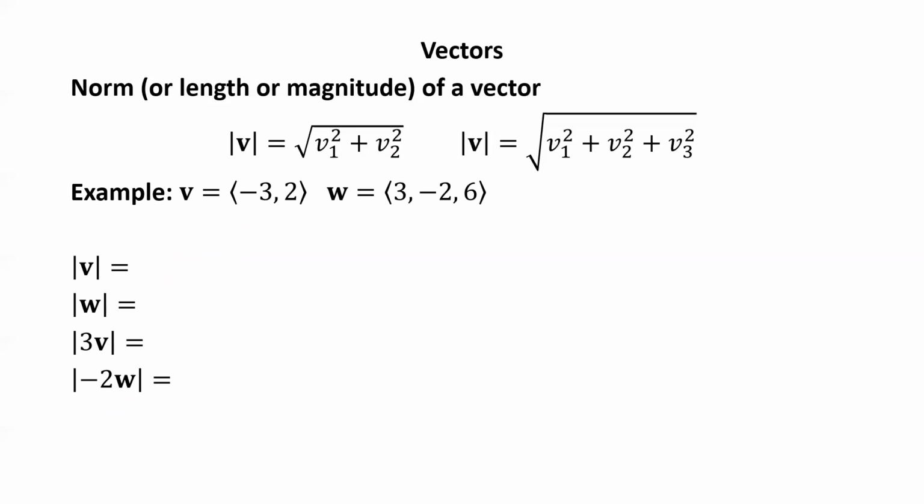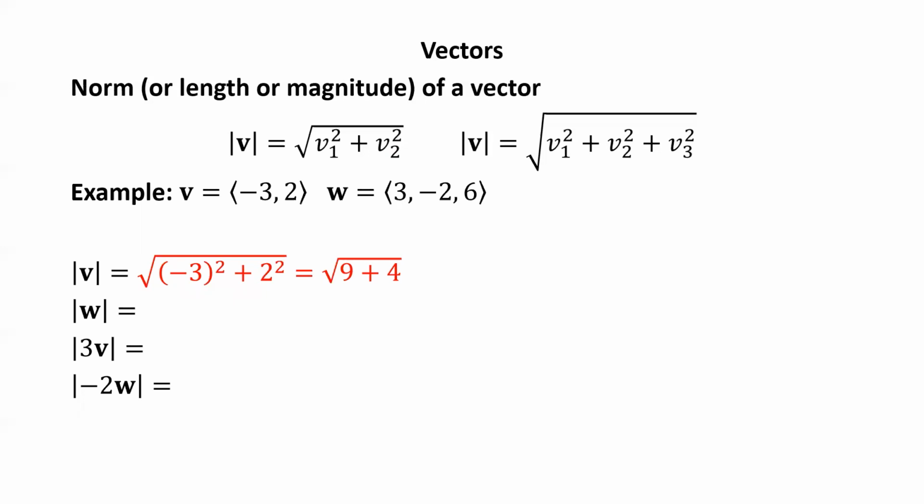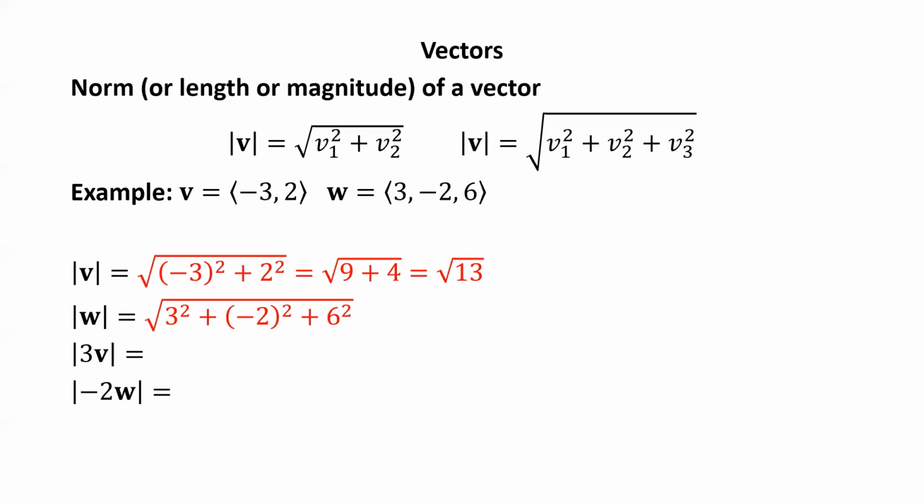Okay, so we have 2 vectors here, v and w. Let's compute the length of v. It's the square root of the square of -3 plus the square of 2, which is the square root of 9 plus 4, or the square root of 13. The length of w is the square root of 3 squared plus the square of -2 plus 6 squared. So 3 squared is 9, and then we get 4, and 6 squared is 36. Add those up, and we get 49, and the square root of 49 is 7.